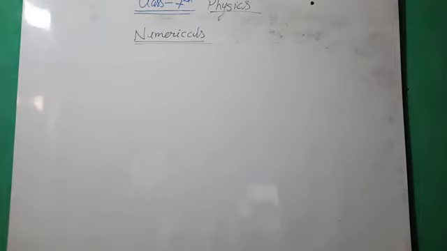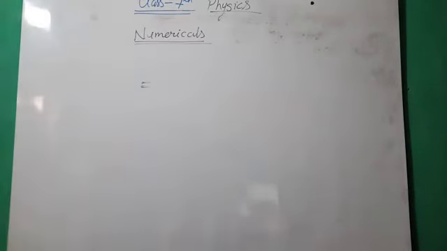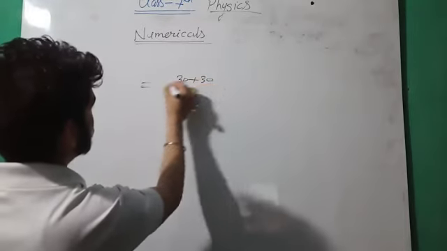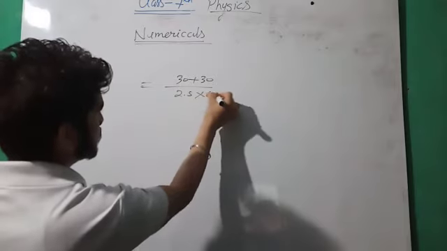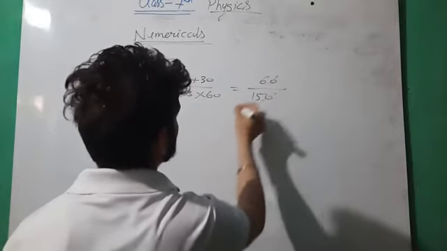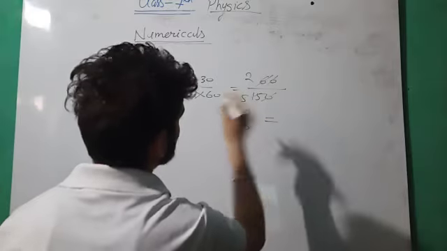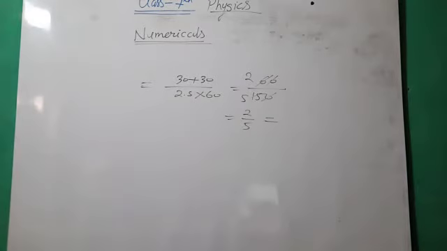Find his average speed. Again, average speed equals total distance upon total time taken. So distance is 30 plus 30, 60, and time is 2.5 minutes, and we have to convert 2.5 minutes into seconds. For that we have 30 plus 30 upon 2.5 minute into 60. So 60 upon 150, divided by 3, that is 20 upon 50, 2 upon 5. It means the answer is 0.4 meter per second.